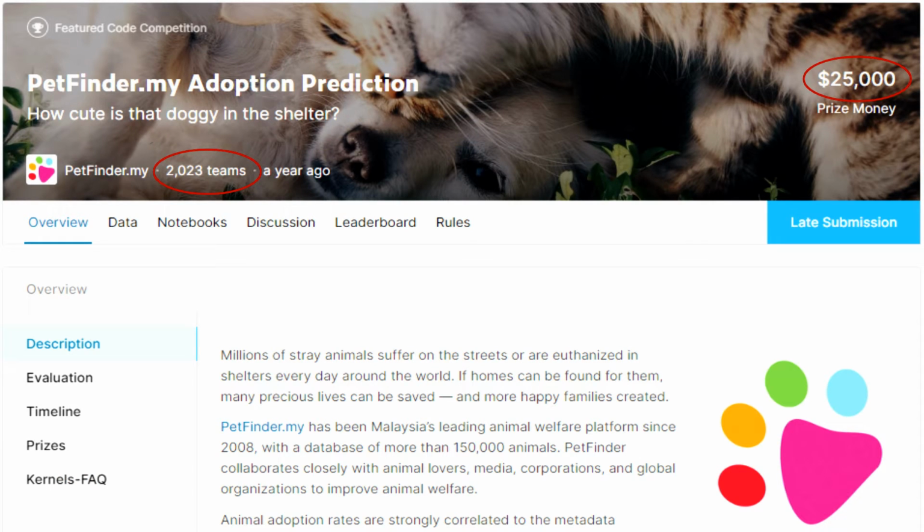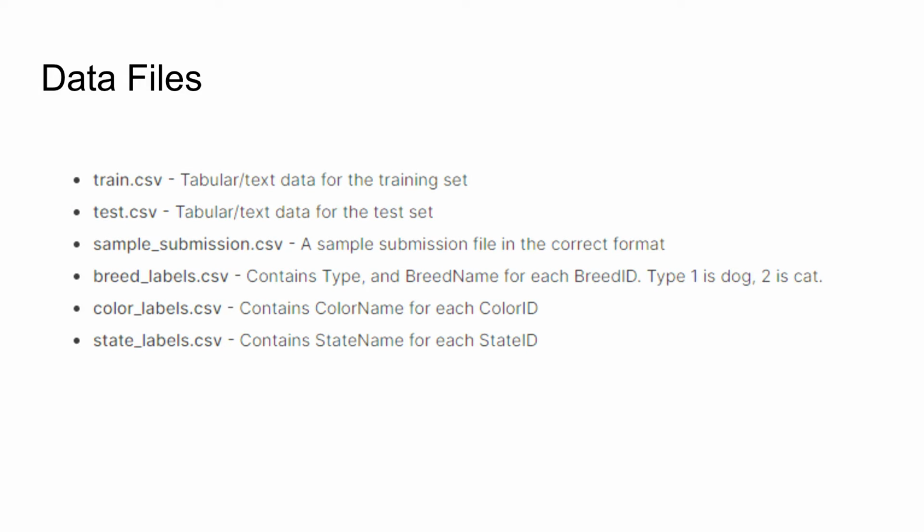So about the competition, it actually ended a little bit over a year ago with 2,000 teams that participated, and the prize money is $25,000. And here are the data files that were given to the participants. They were given a train and test data set, as well as other data relating to the breed, the color, and also the state, which is the location of the pet in Malaysia. And also, there's a sample submission that Kaggle wants the teams to submit in.